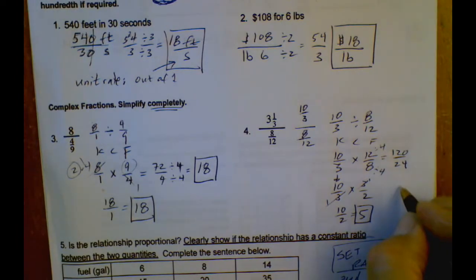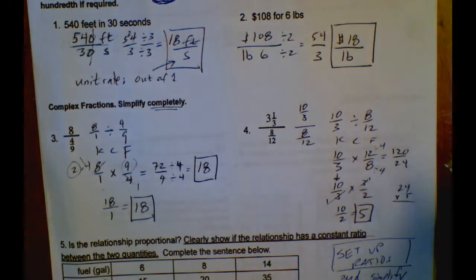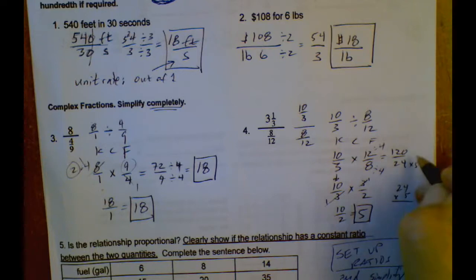But let's check it with this. What is 24 times 5? So I'm trying this. I'm testing out this answer by multiplying. Oops, not multiplying.